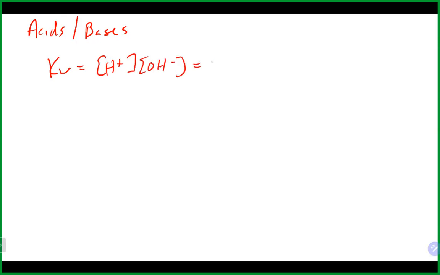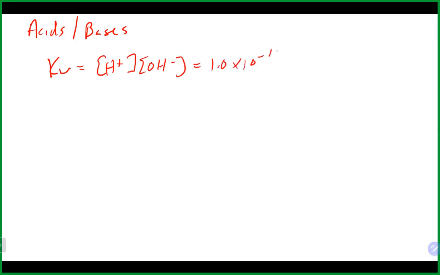Okay, we're continuing on here with acids and bases. And last time we talked about a couple of things. We talked about Kw, which is concentration of H plus times concentration of OH minus equals 1 times 10 to the minus 14.